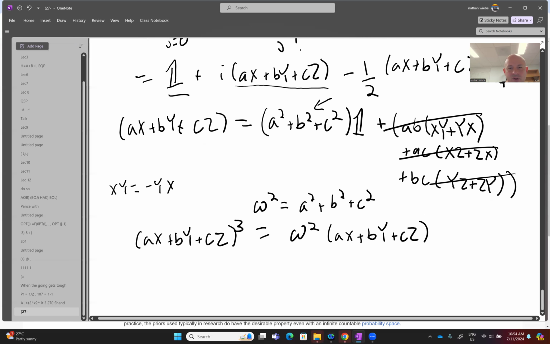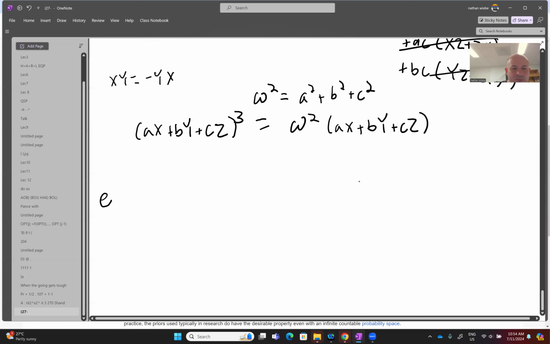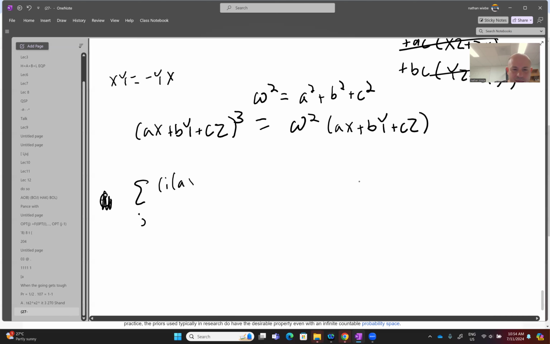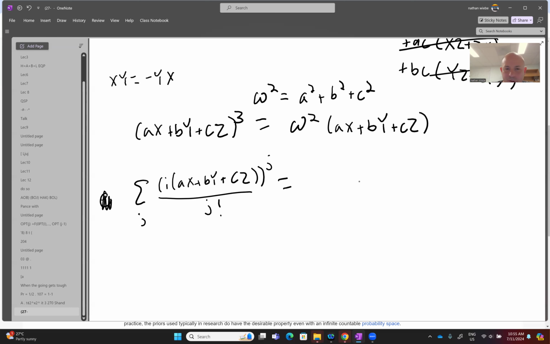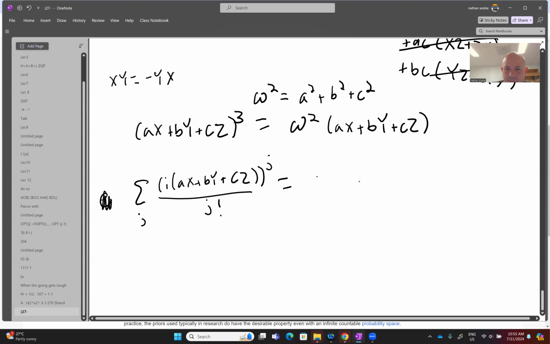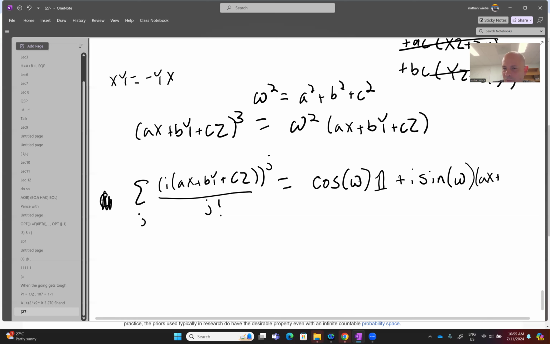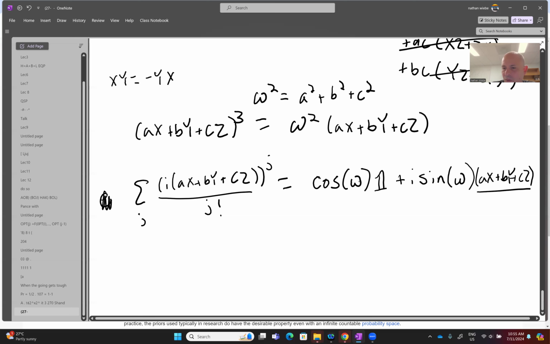Putting this all forward, from this sum over j of (i(ax + by + cz))^j over j factorial, we end up getting the following: cosine omega times identity, plus i sine omega times (ax + by + cz) over omega.